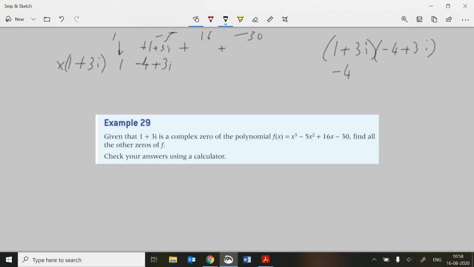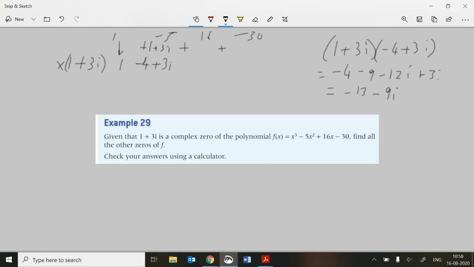So we're going to get minus 4 there. And let's do the other real numbers. 3i times 3i is going to give you minus 9. So 3 times 3 and then i times i. And then we're going to get minus 12i. That's just the middle terms. And the outer terms here are going to give us plus 3i. So for this one, we're going to get minus 13 and then minus 9i.